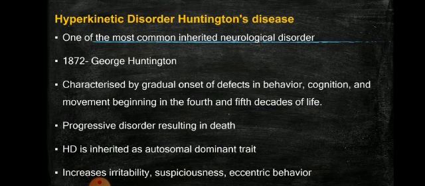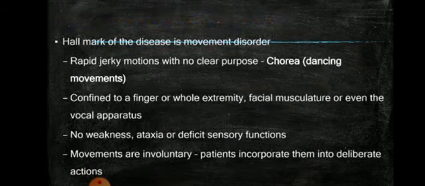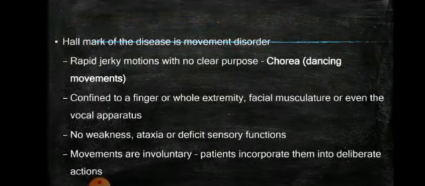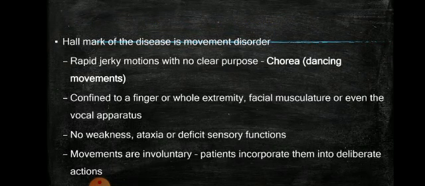The person's irritability is increased, he becomes suspicious, and there is a kind of eccentric behavior. Now the hallmark of the disease is movement disorder. All those other features are there, like increased irritability, suspiciousness, eccentric behavior, but the hallmark of the disease is the disorders affecting movement, because any disease associated with the basal ganglia or the cerebellum would be reflected in the movements. Now what are the defective movements which you see in Huntington disease?